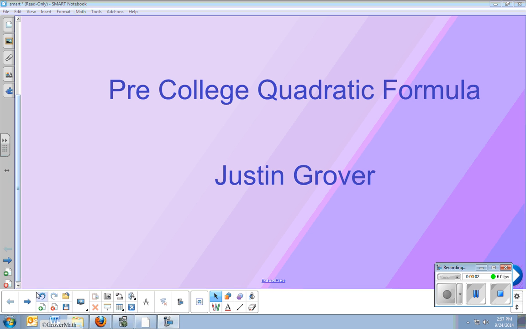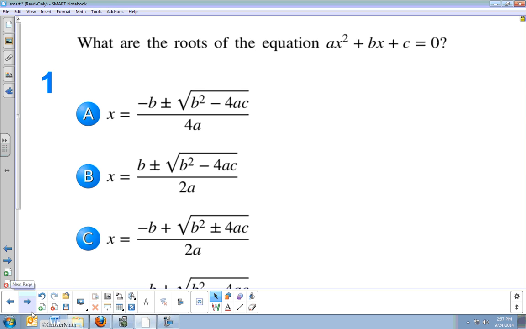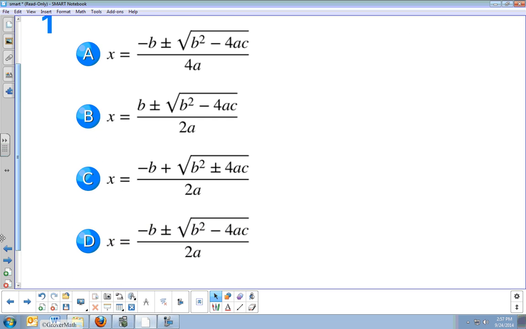Pre-college, quadratic formula. What are the roots of the equation ax squared plus bx plus c equals 0? This question is really just asking you, do you know what the quadratic formula is? And if we examine each of these, hopefully we can take a look at what may be right or what may be wrong about each of them.